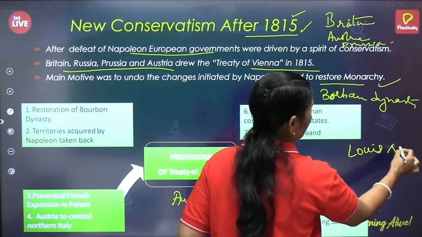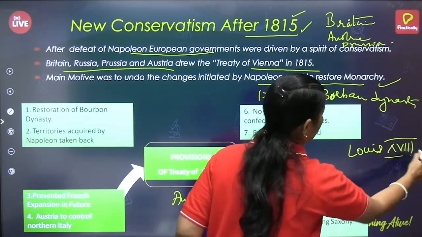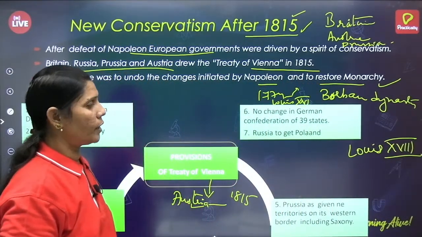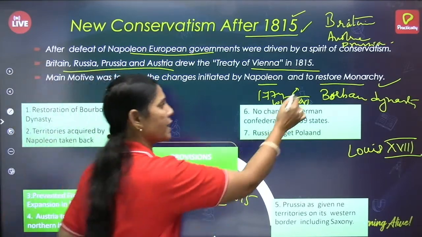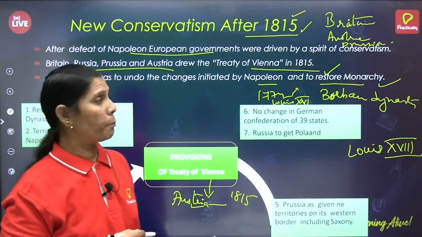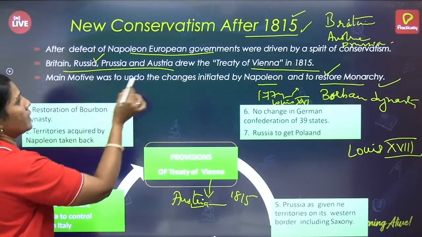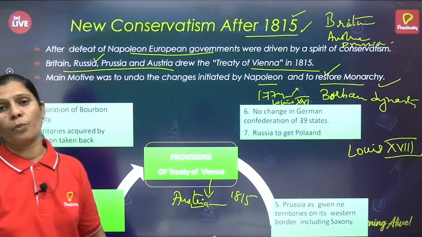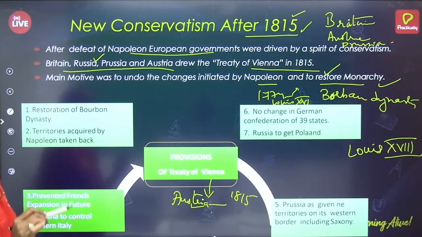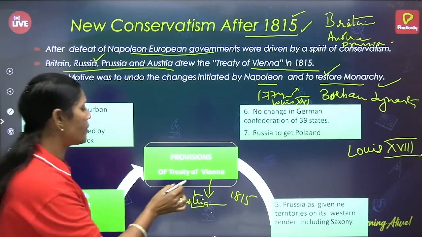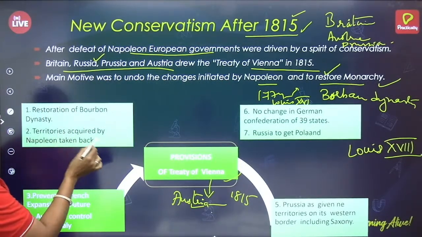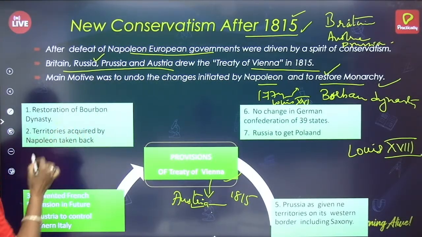Louis XVIII was the ruler who was restored. Restored means again the powers were given to the Bourbon family member by this group. They discussed this in the Treaty of Vienna. Okay, so they restored the Bourbon dynasty, the first main change done in the Treaty of Vienna. You can see here, restoration of the Bourbon dynasty is point number 1.